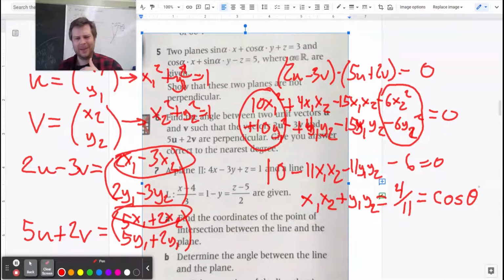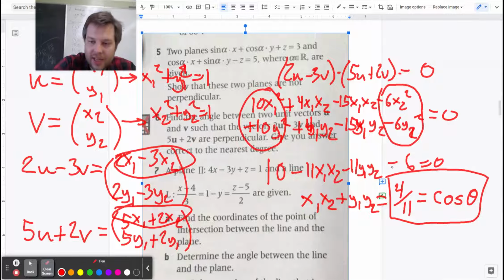Now the question is, am I supposed to know what cosine of theta gives me 4 over 11? Let's double check. Let's see if there are some more mistakes in here. That would be fun. Great. Yeah, theta is 69. Why did they have a little no calculators thing right next to that? I don't know. Great. Okay, so on the test, you can leave your answer like this, okay?